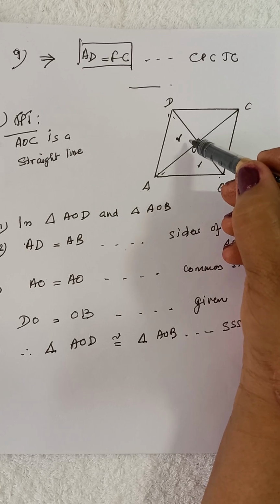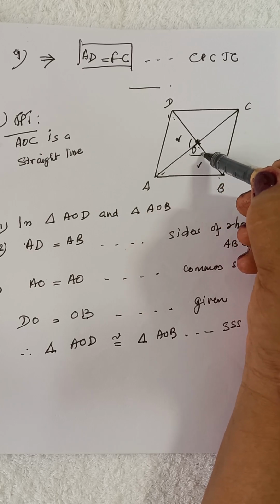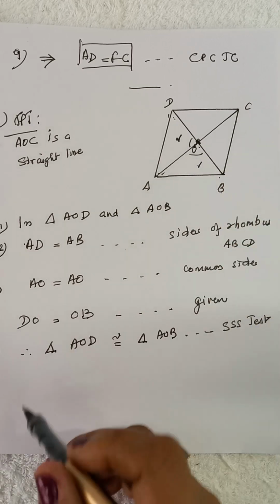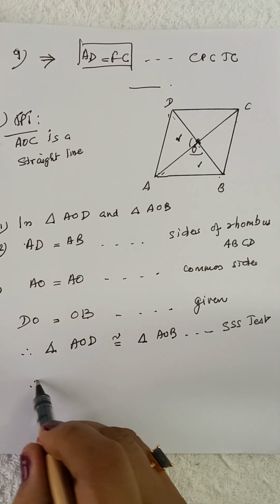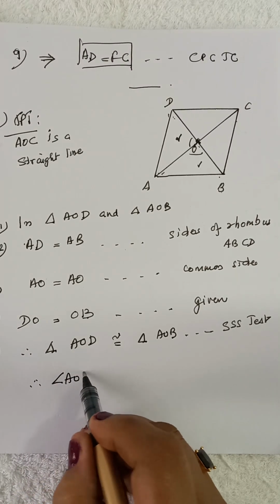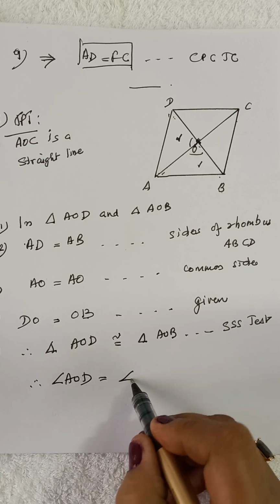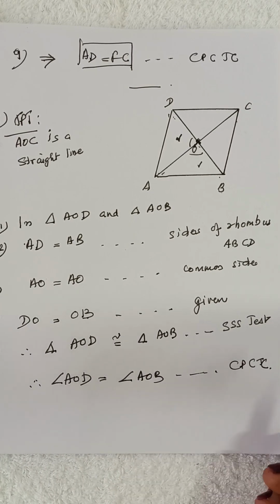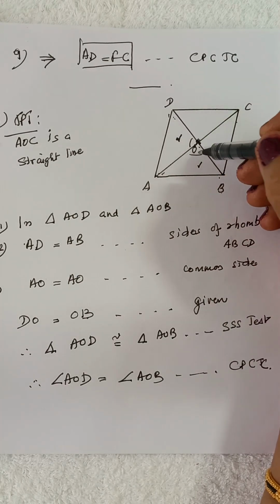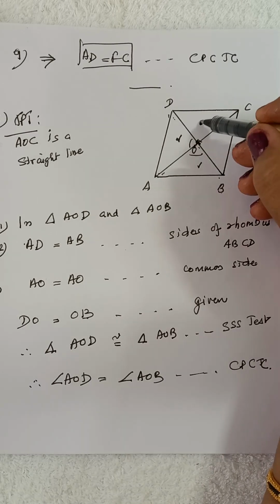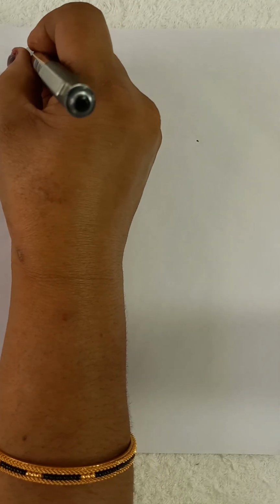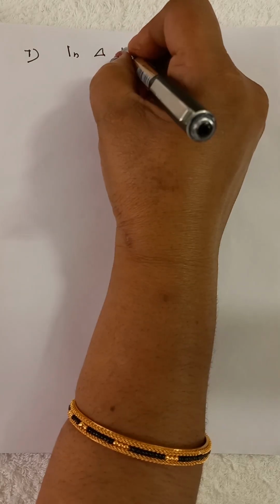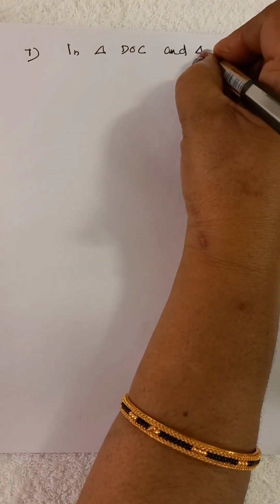These two angles are equal, corresponding angles. So we can write therefore angle AOD is equal to angle AOB. Reason is CPCTC. Now we can take the other two triangles, that is DOC and BOC. These two. We can write the seventh point as in triangle DOC and triangle BOC.